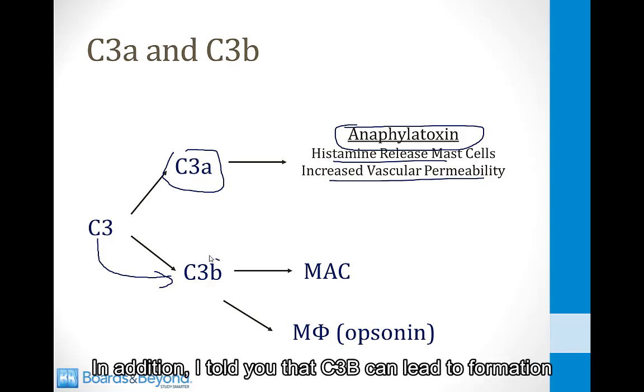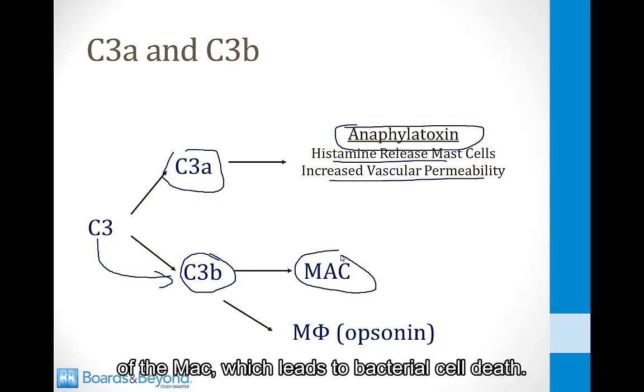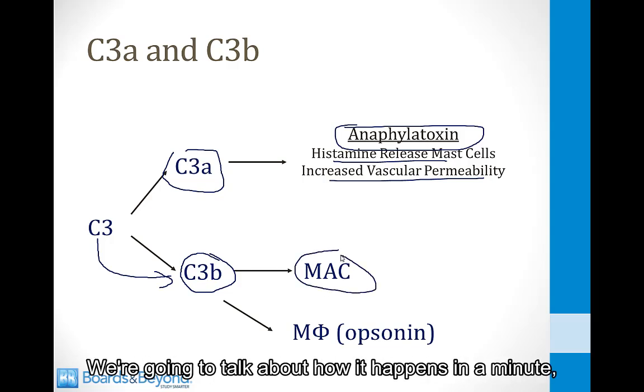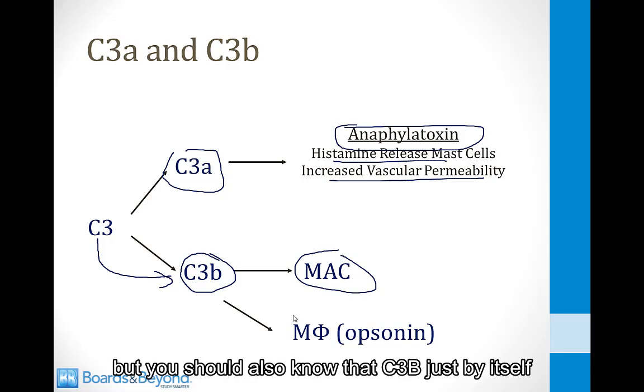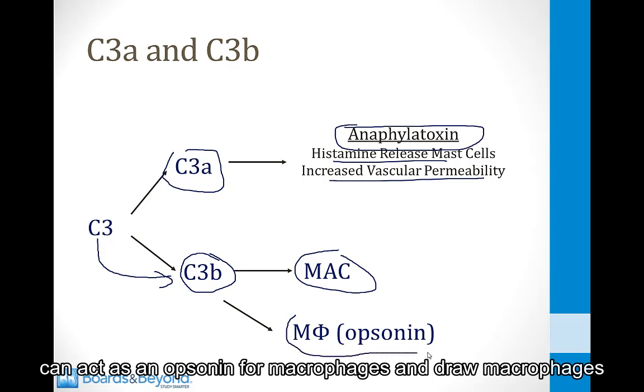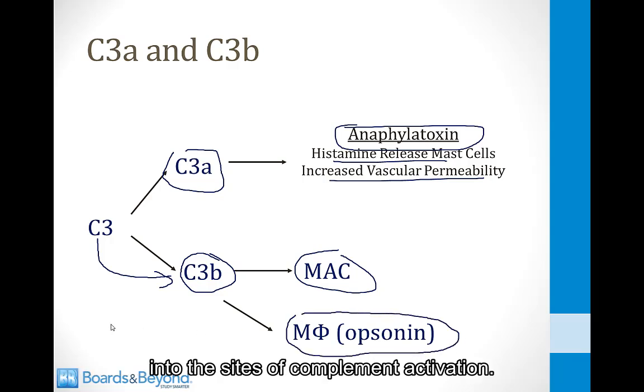In addition, I told you that C3b can lead to formation of the MAC, which leads to bacterial cell death. We're going to talk about how that happens in a minute. But you should also know that C3b just by itself can act as an opsonin for macrophages and draw macrophages into the sites of complement activation.